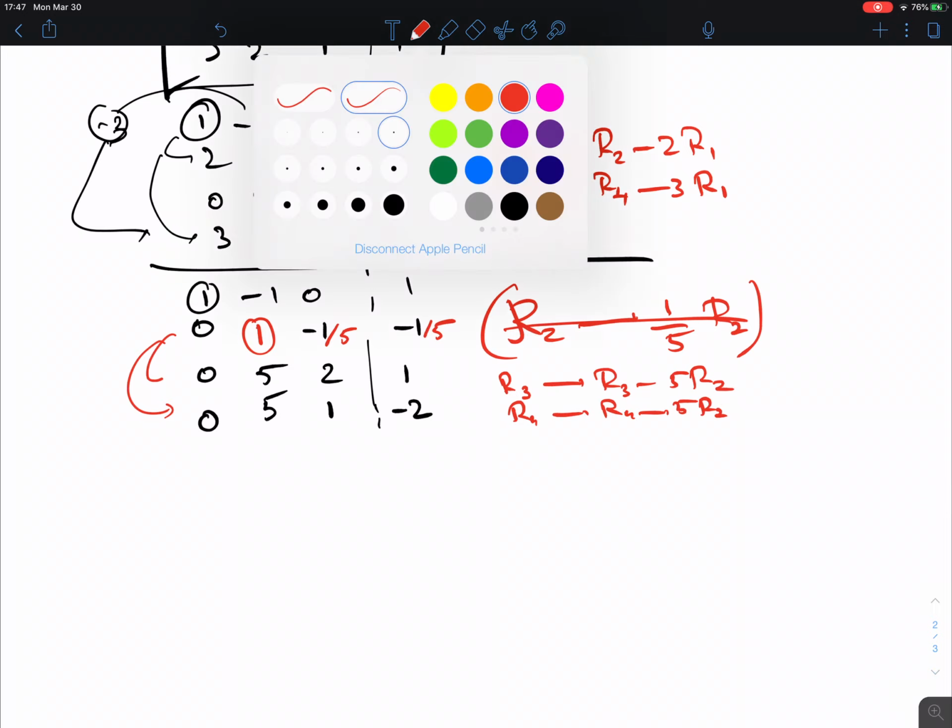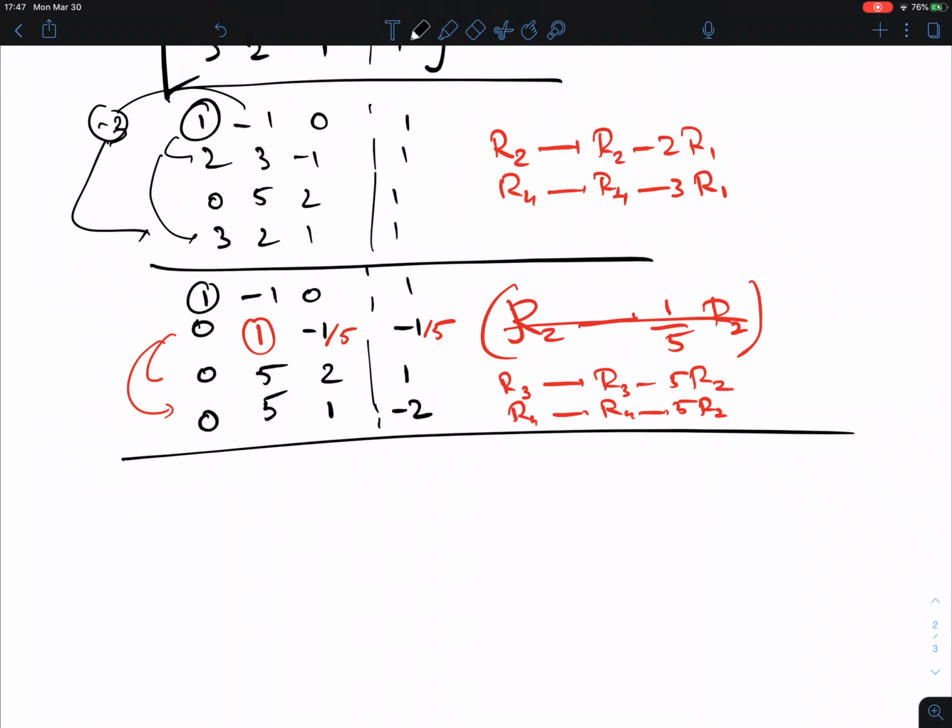Okay, so what do we get? 1, minus 1, 0, 1, 0, 1, minus 1/5, minus 1/5, 0, 0. So we multiply this with negative 5 and add up. That's 0. Negative 5 times minus 1/5, that is 1. And I add that to 2, that's 3. And here again, 1 plus 1 is 2.